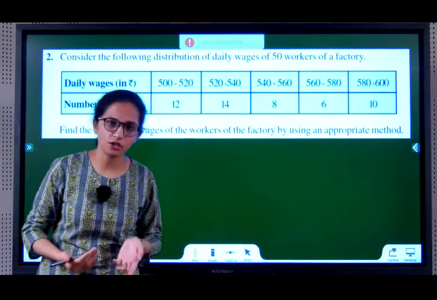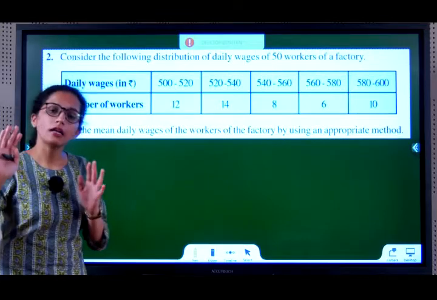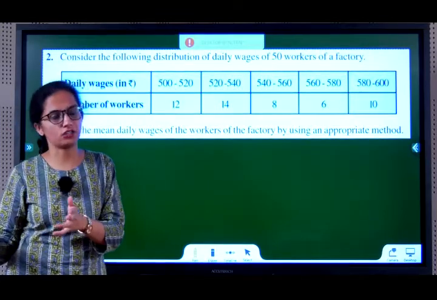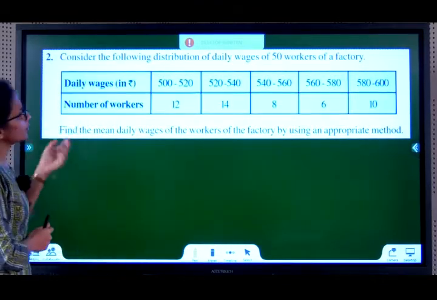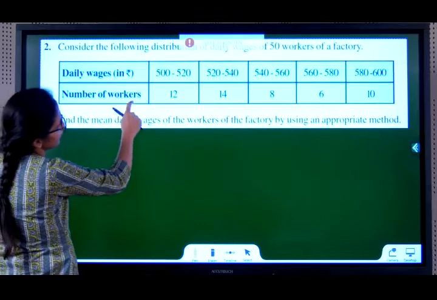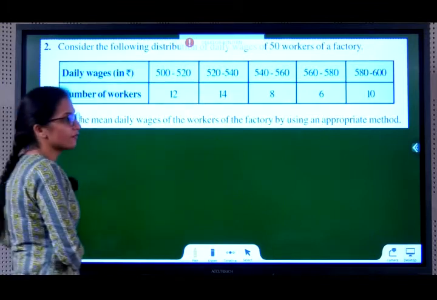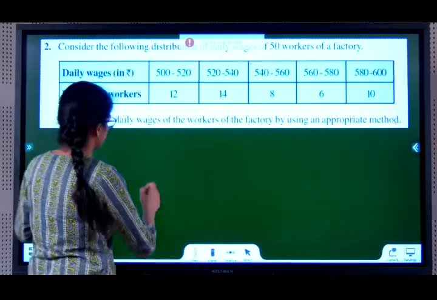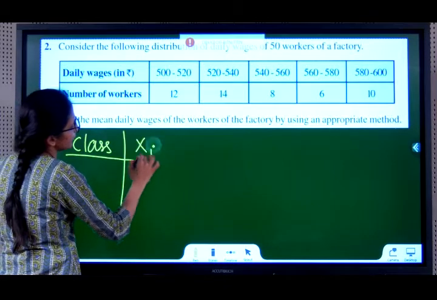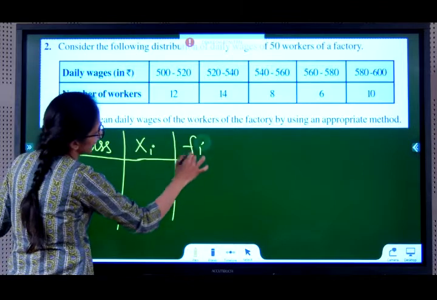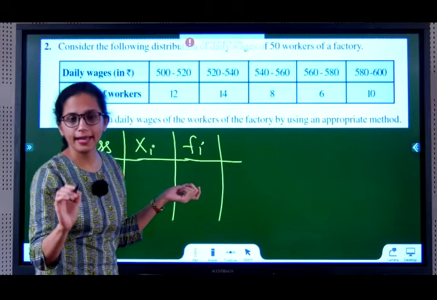If nothing is mentioned in the question and you are confused whether I should do assumed mean method or step deviation, please choose step deviation. Whichever method you use, you will approximately get the same answer. So we will be going for step deviation method in this case. How do we do step deviation method? First write class, then what's the next one? Xi, then Fi. Next, before you do ui, you have to choose your A, assumed mean.